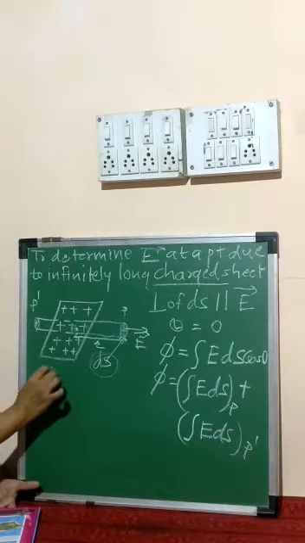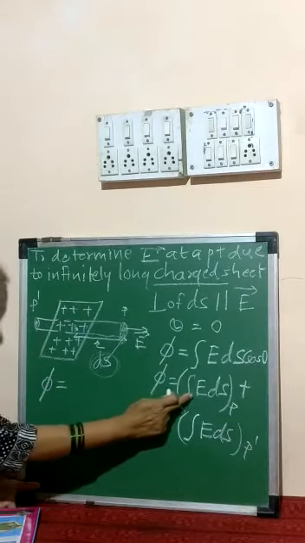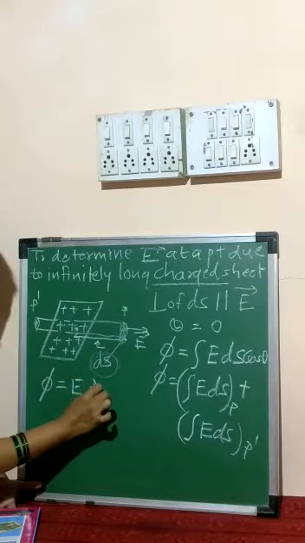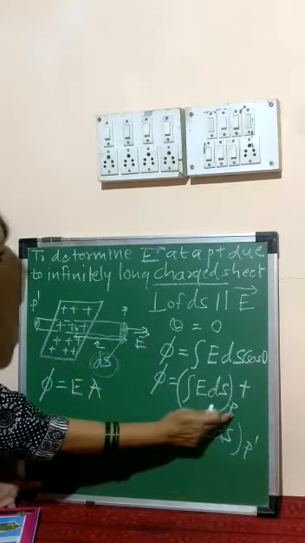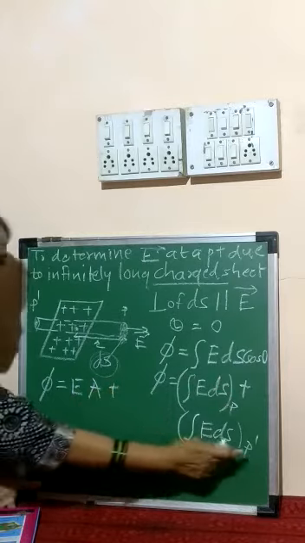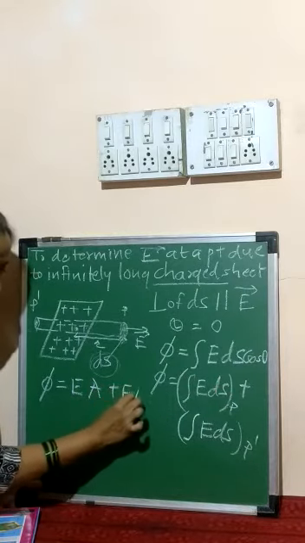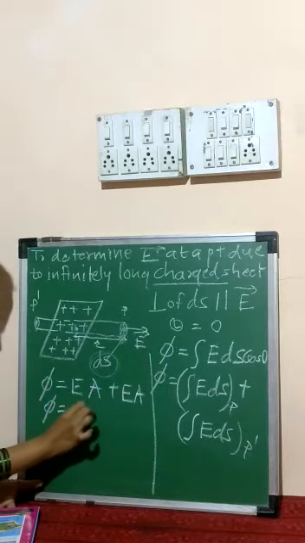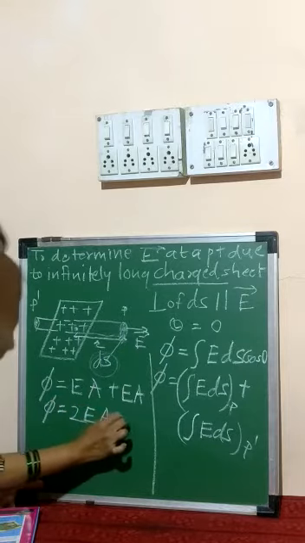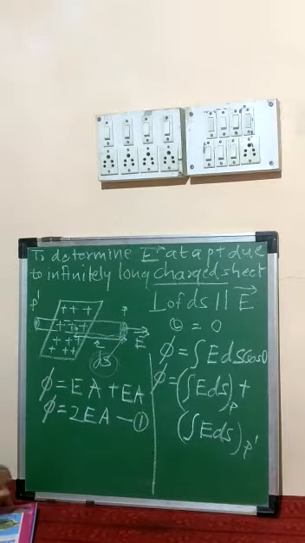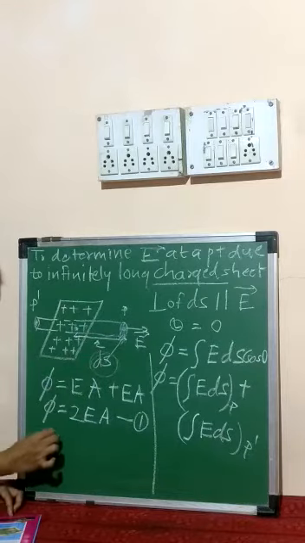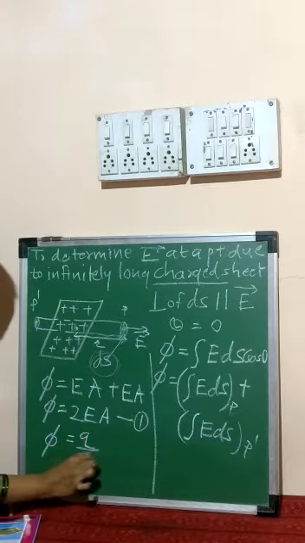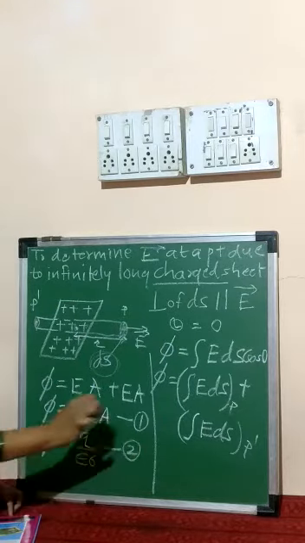So phi, integration E ds, can be written as E into A, where A is the integration of ds at point P, plus at P dash point also I can write E into A. So I am getting phi is equal to twice E into A. This equation I can call equation number 1. At the same time, according to Gauss theorem, phi is equal to Q upon epsilon naught. This is our equation number 2.